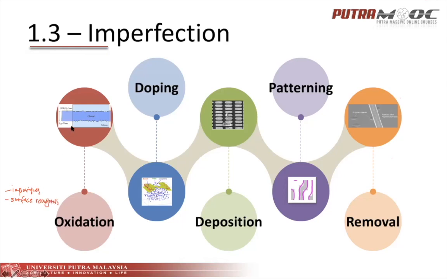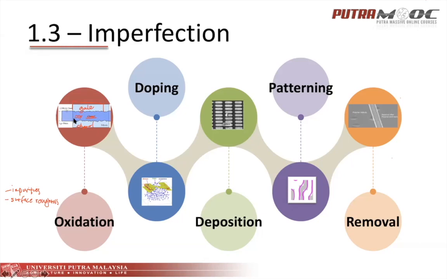As you can observe in this picture, you can see the surface of the oxide layer. Oh, this is not the oxide layer. So this is the gate. But imagine this is the oxide layer, and above here is your gate, and below here is your channel. So you can observe that during the oxidation process, surface roughness is one of the manufacturing imperfections that could occur.